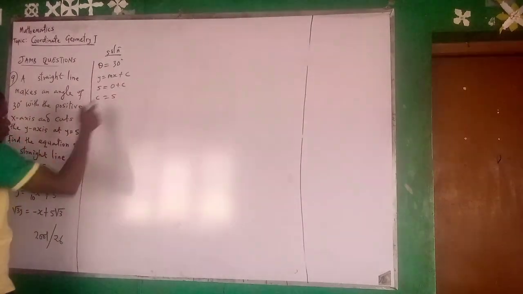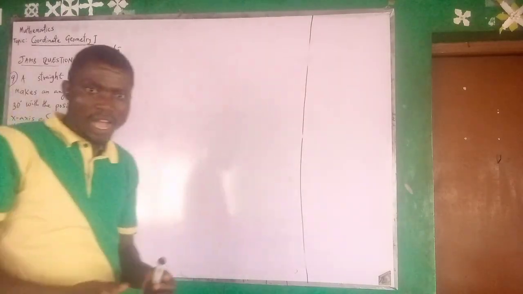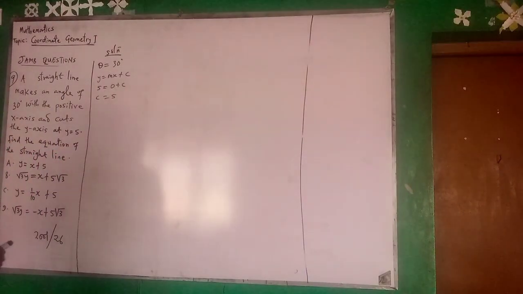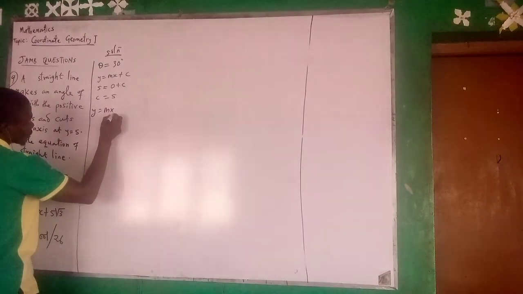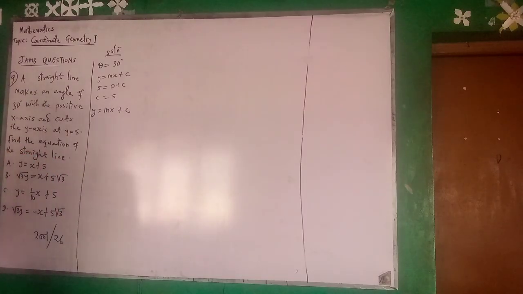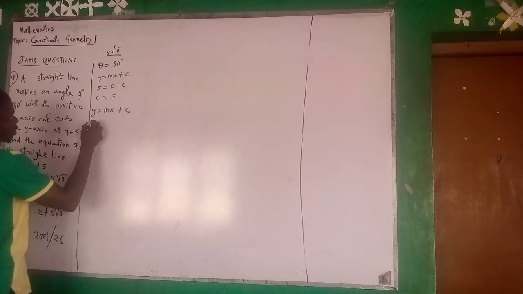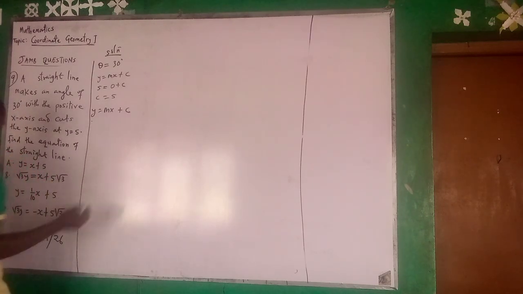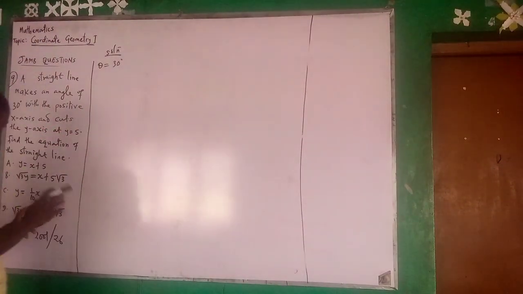So you are given theta, you are given the intercept, and I told you if theta and the intercept are given to you, what formula do we use to find the equation? Use this one: y equals mx plus c, because this one becomes a variable, which is y. Sorry, there's a little mistake here.